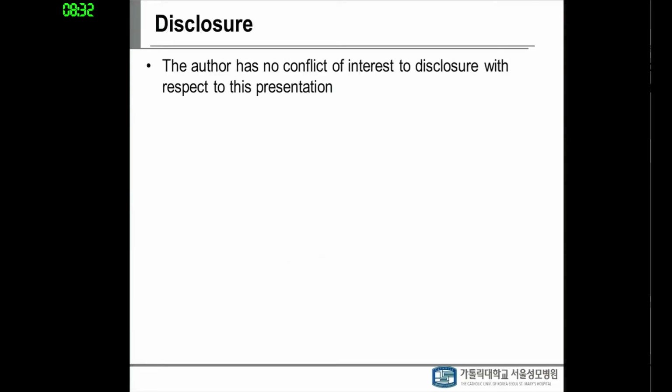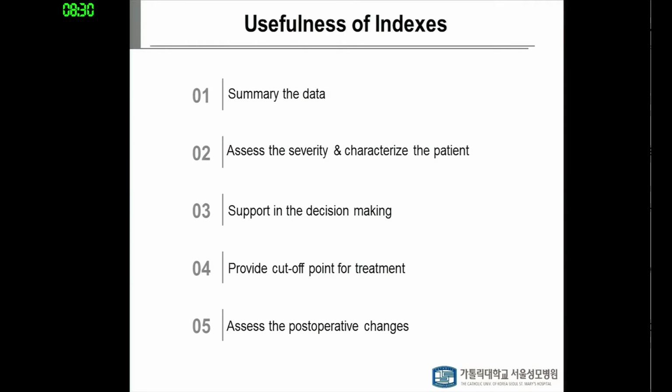No disclosure. So why do we need an index? The role of an index is summarizing the data, assessing the severity and characteristics of the individual patient, and supporting the decision-making process as evidence. Also, assessing post-operative changes. Indices enable the comparison of different surgical techniques.